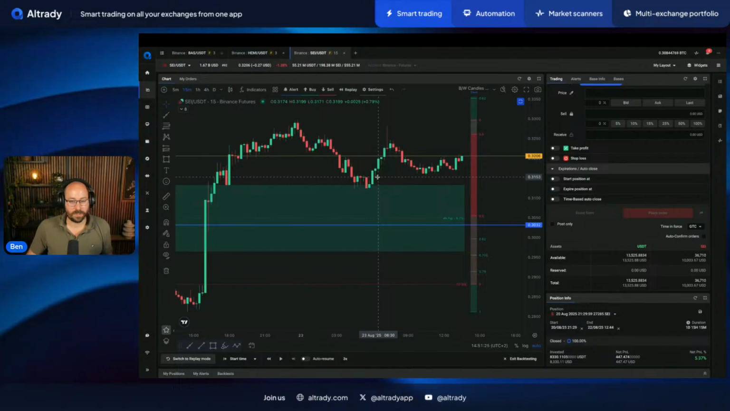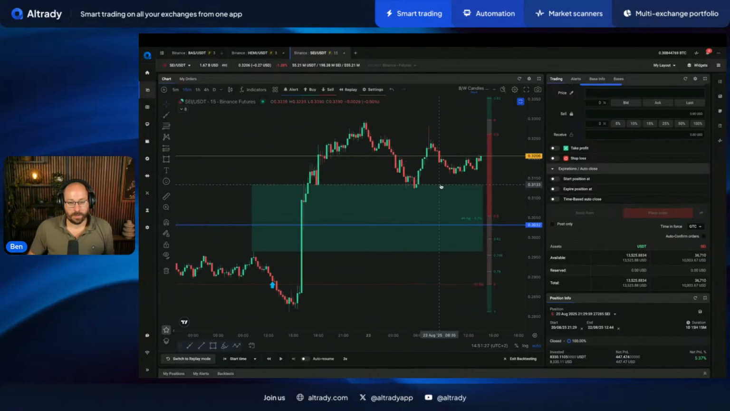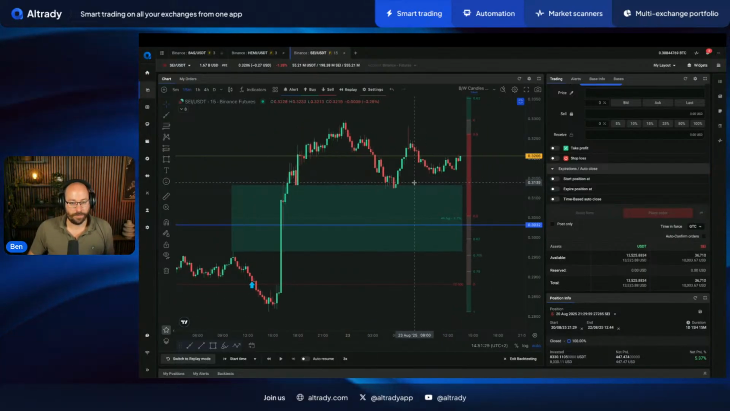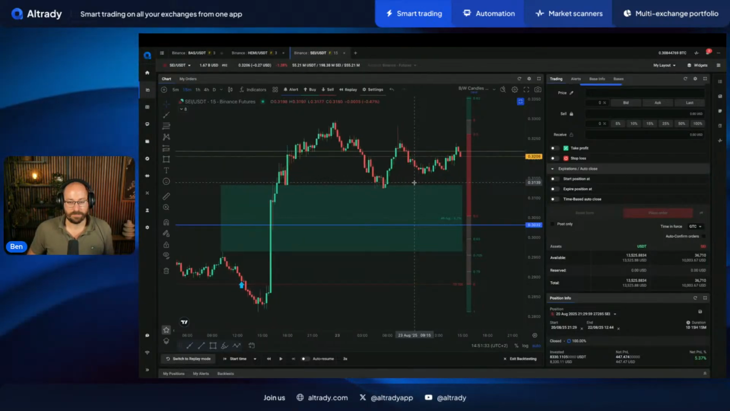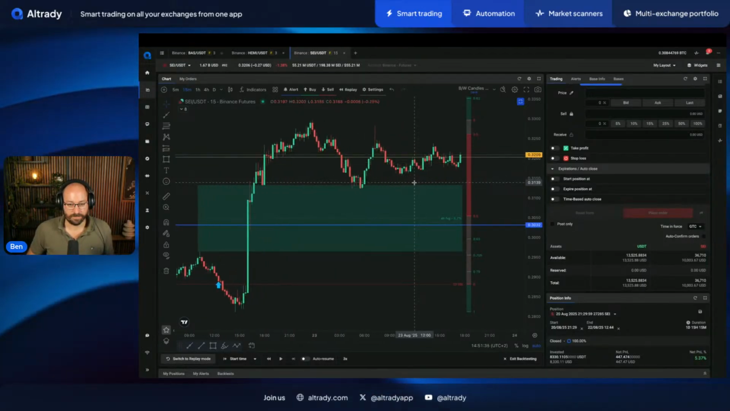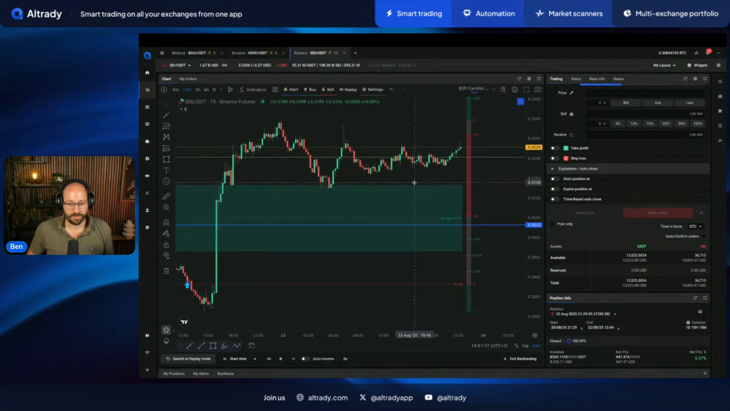Yeah, and would you risk $100 on this trade on prop account? No. Yeah. No. Yeah, that's the problem when you start actually trading.